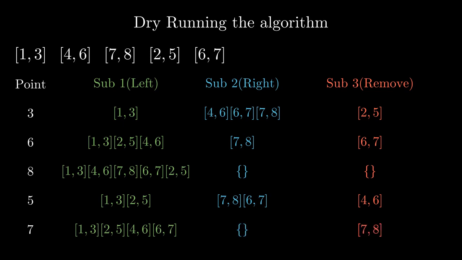Note that for point 8 and point 7, we do not have a valid solution because we require two non-empty subsets, and in both cases, subset 2 is empty. Thus, we can see that the minimum size of subset 3 of all the points is 1. Convince yourself that this algorithm works by running through a couple more examples.